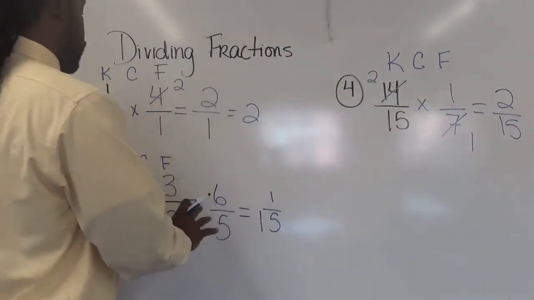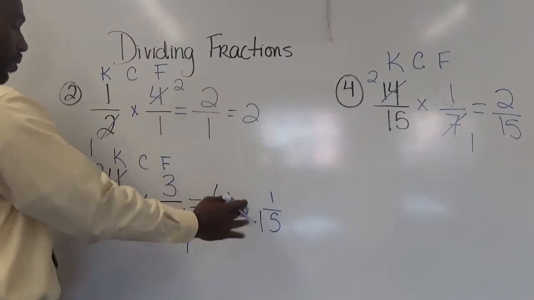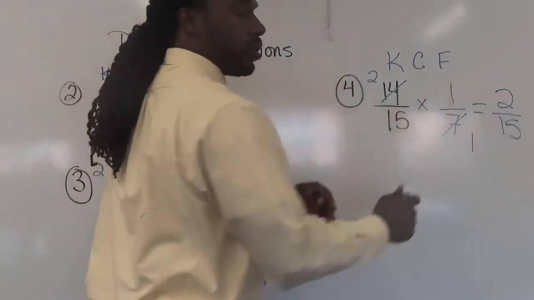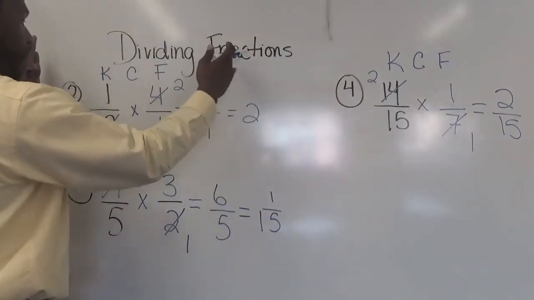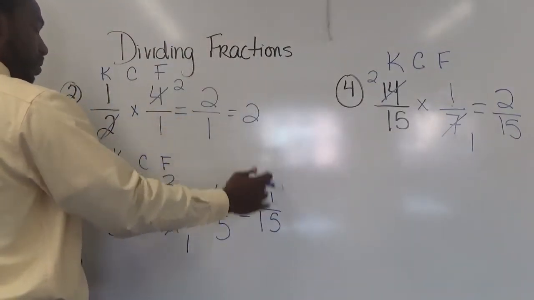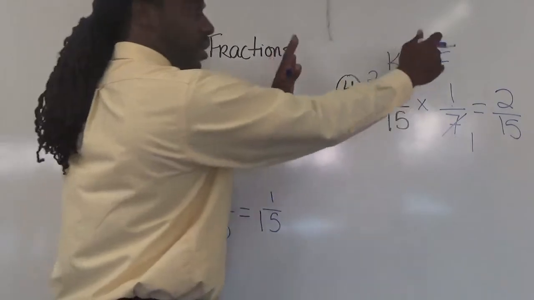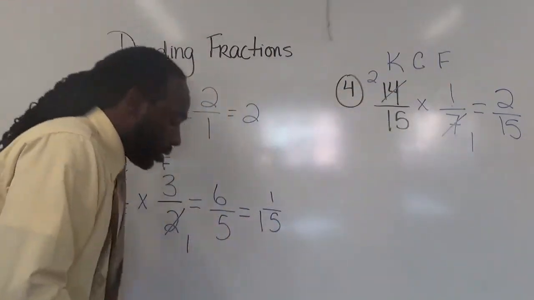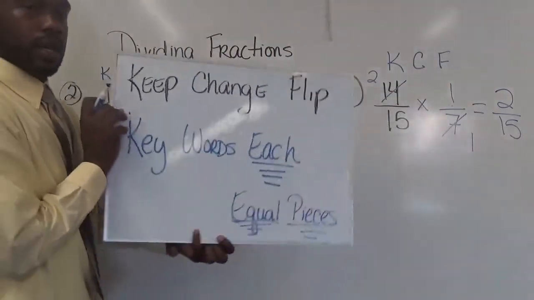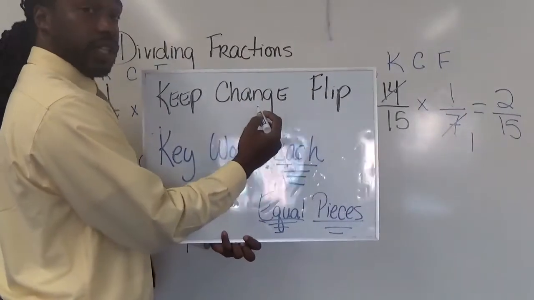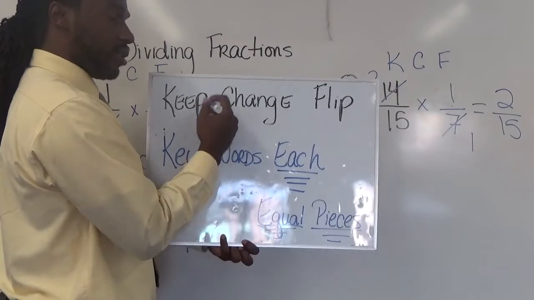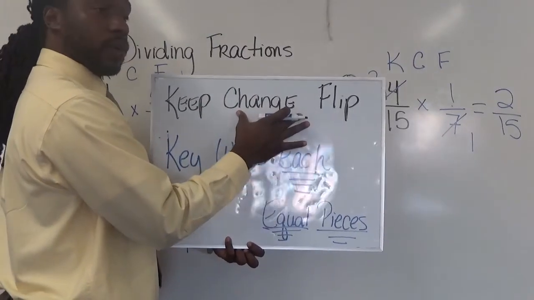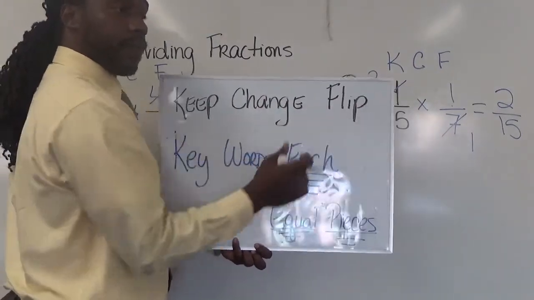So I've just now modeled for you numbers 2, 3, 4. If you don't understand something, go back, rewind, take a look at the first step of 2, the process of 3, the process of 4. And remember, keep, change, and then flip. Okay? Keep your first fraction, change your division to a multiplication, flip your fraction.